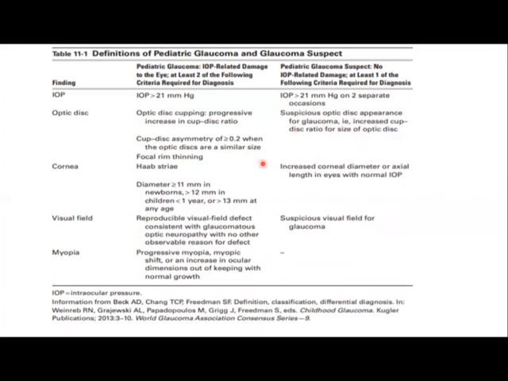suspicious optic disc appearance for glaucoma, that is increased cup disc ratio for size of the optic disc. Then cornea, increased corneal diameter or axial length in eyes with normal IOP. Then visual field, suspicious visual fields for glaucoma. If we find these findings, we label it glaucoma suspect; the patient has no IOP related damage with at least one of the following criteria required for the diagnosis. Then the child we will categorize as pediatric glaucoma suspect.